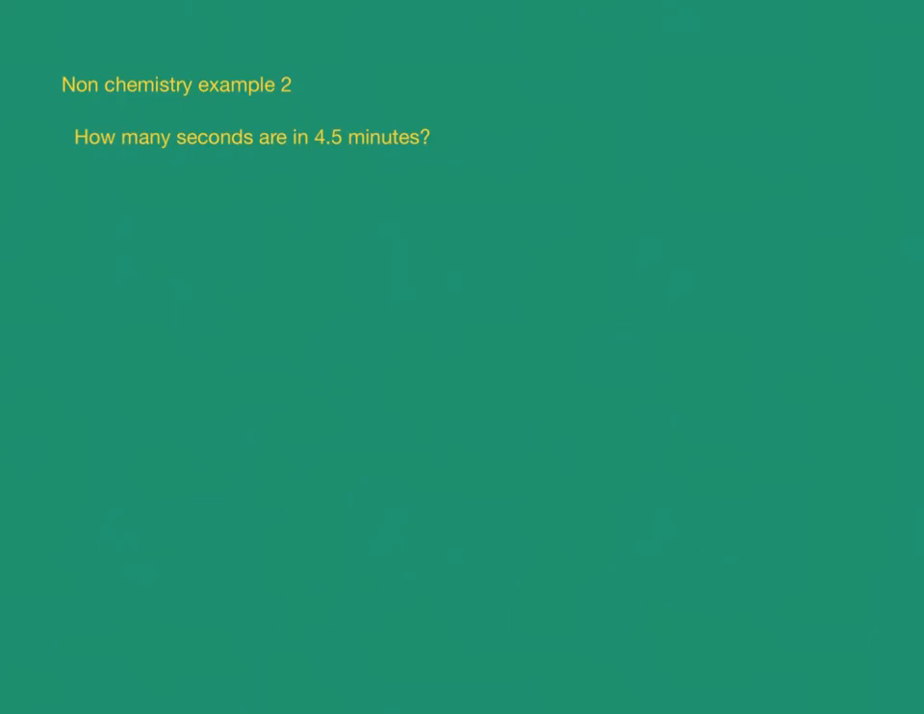You should be pretty familiar with time and the conversion factor between seconds and minutes. So this question is saying, how many seconds are in 4.5 minutes? The same way that we started the previous one, you start with the given number and unit that's given to you in the problem. So if I look at this one, I'm given 4.5 minutes, and that's what I always start with. So I always start with my given.